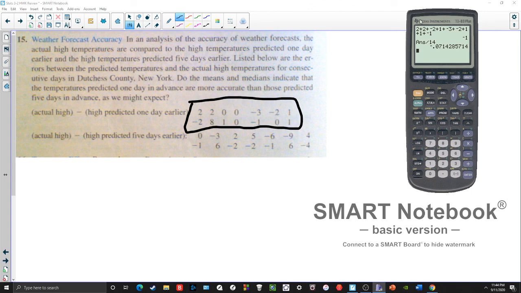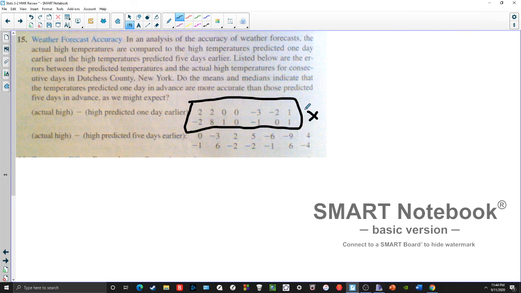Let me check here. I think I mistyped the number: 2, 2, negative 2, 1. Oh, I missed the 8. So let me try that again. 2, 2, 0, 0, negative 2, 8, 1, and then I have negative 3, negative 2, 1, 1, and negative 1. There we go. And then divide that by 14. That's better. We get 0.5. So this average ends up being 0.5.